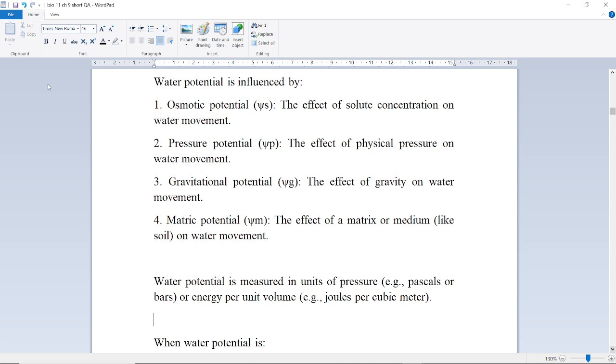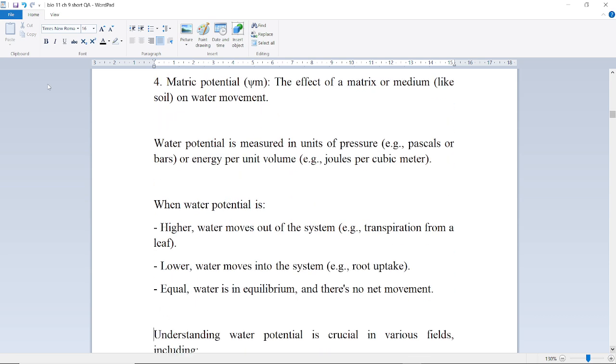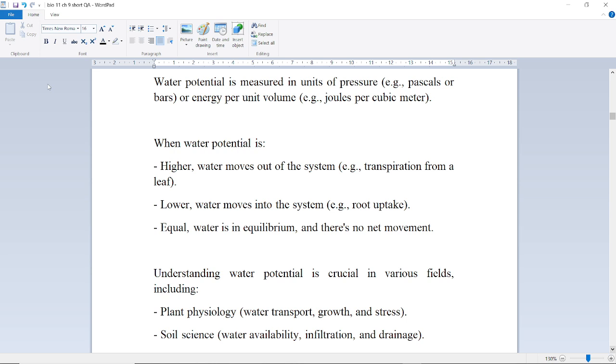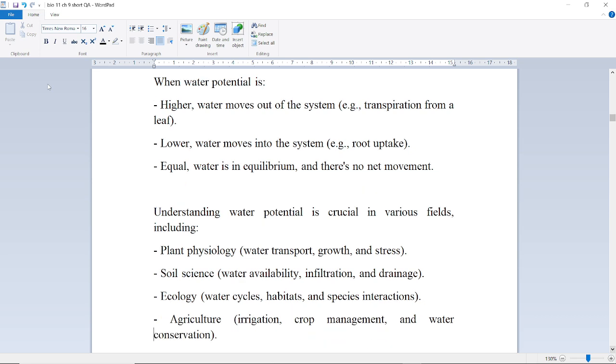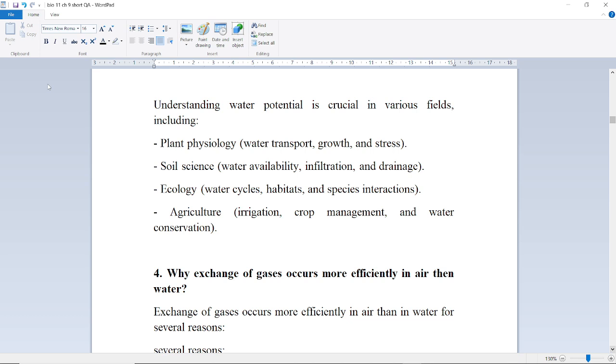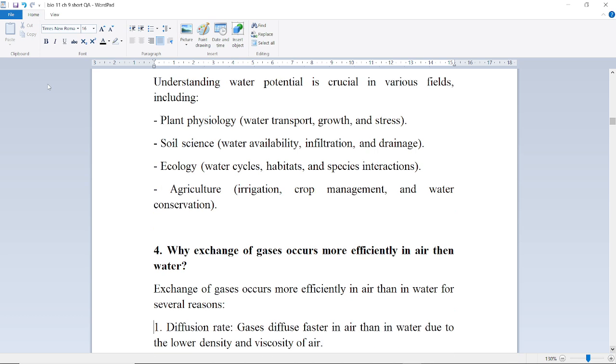The effect of physical pressure on water movement. Gravitational potential, psi g, the effect of gravity on water movement, and matric potential, the effect of matrix or medium like soil on water movement. Water potential is measured in units of pressure, for example Pascal or bar, or energy per unit volume. When water potential is higher, water moves out of the system; lower, water moves into the system; equal, water is in equilibrium and there is no net movement. Understanding water potential is crucial in various fields including plant physiology, soil science, ecology, and agriculture.